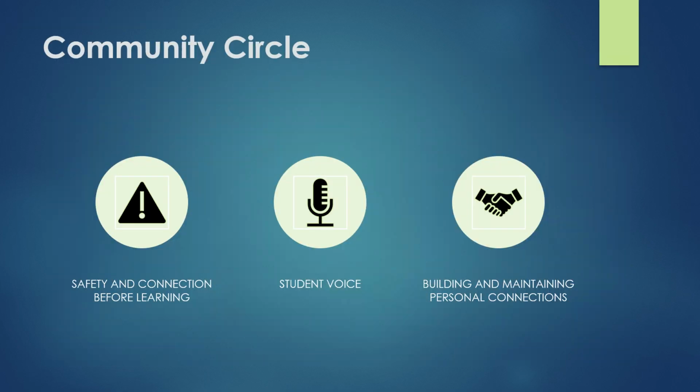The purpose of Community Circle is to create a sense of safety and connection before learning. In order for our brains to be open to taking risks or engage in deep thinking, we need to feel safe in our learning environments. Community Circle is one way to build and maintain connections with and amongst students. It also provides a space and process to amplify student voice.